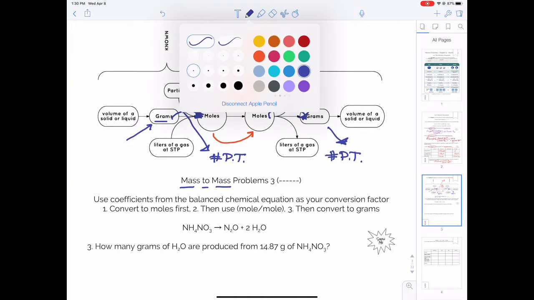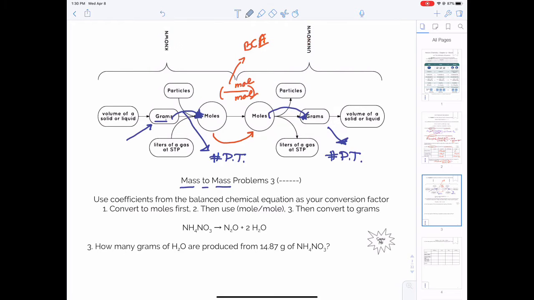We do one parenthesis to convert to moles of the reactant. We do a second parenthesis to convert to moles of a product. And we do a third parenthesis to convert to grams of a product. We could also do that exact same thing, but backwards. And it doesn't even necessarily need to be reactant and product. It could be two reactants, but it's always going to be from a known quantity to an unknown quantity.